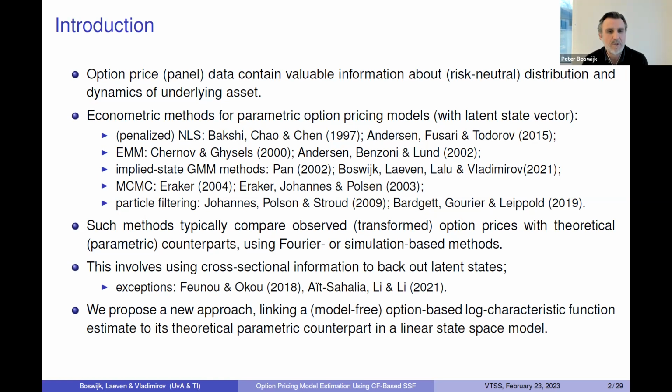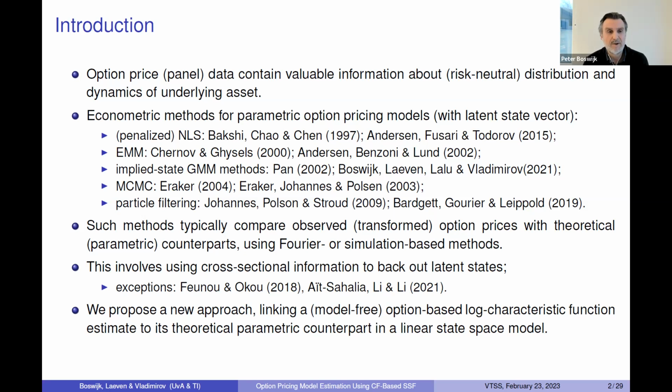What we do is we look at not so much the option prices themselves, but a transformation, which is an estimate of the characteristic function of the underlying. So we transform option prices into characteristic functions, or let's say log characteristic function observations. And then we have a model-based version of that same log characteristic function. And the coupling of these two is what can be done in a linear state space model, right?